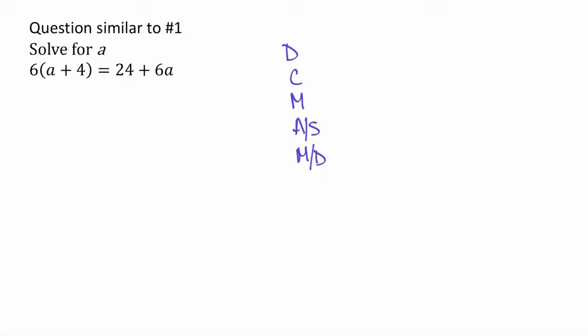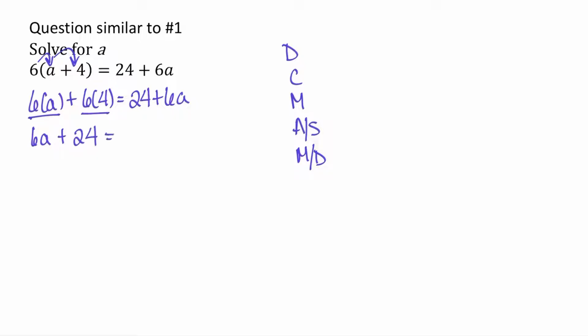So we're going to start off by distributing. So I'm going to distribute 6 to everything within the parentheses. So I get 6 times a plus 6 times 4 equals 24 plus 6a. So 6 times a is 6a plus 6 times 4 is 24, and that equals 24 plus 6a. So I've distributed. I don't have like terms on either side of my equation that I need to combine. So now I'm going to move all my variables to one side.